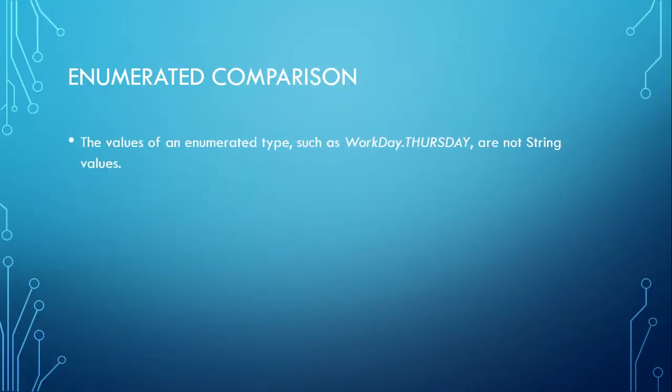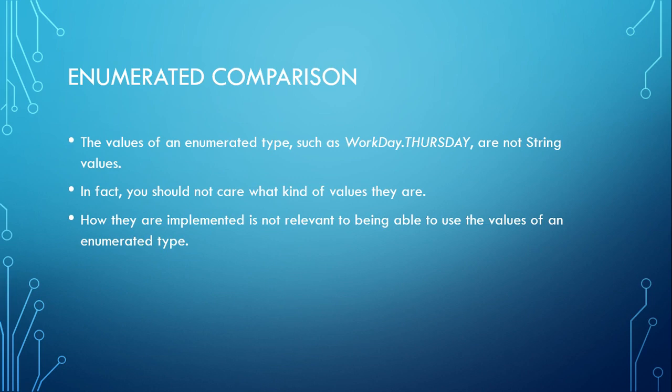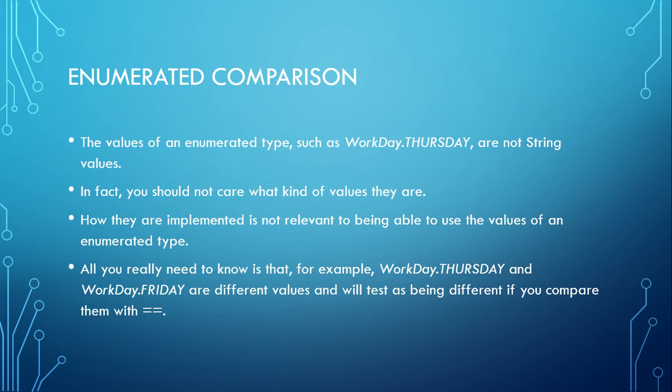All right, let's talk about some numeric comparison. The values of an enumerated type, such as WorkDay.THURSDAY, are not string values. Right? Even though they look like strings here, they're actually not. In fact, you should not care what kind of values they are. So enumerated types aren't necessarily tied to one value or another. How they are implemented is not relevant to being able to use the values of an enumerated type. All you really need to know is that, for example, WorkDay.THURSDAY and WorkDay.FRIDAY are different values and will test as being different if you compare them with equals equals. In other words, they will have different places in the system memory.